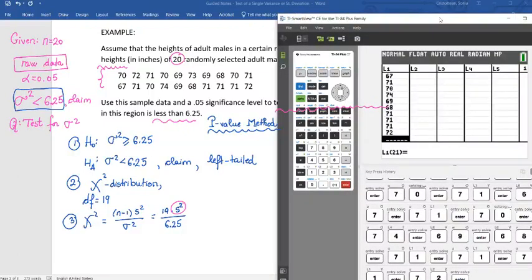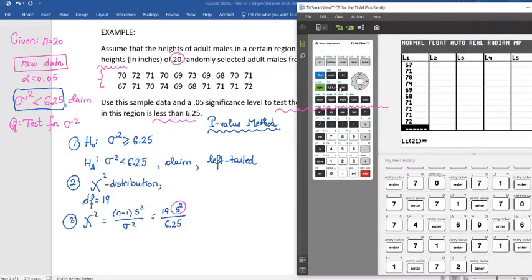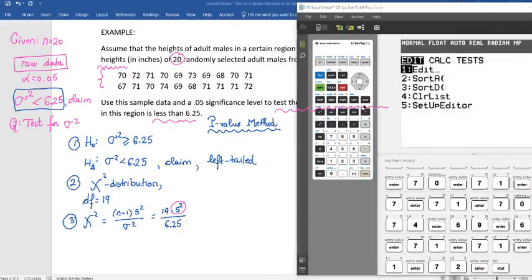Now, how do we find s? First of all, we go to stats and we edit. We have to enter the information in one list.